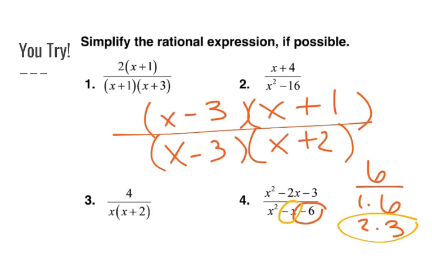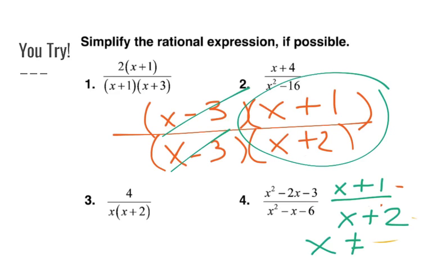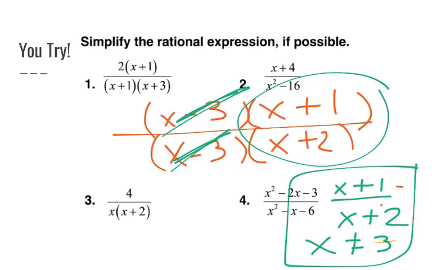Okay, so what's canceling here? It looks like the x minus 3's are canceling, and so my answer is just going to be this leftover part, x plus 1 over x plus 2, but I have to say that x cannot be equal to 3. And the reason I say that is because I had canceled it out over here, and so if x was 3, that would be an issue. And there's my answer.